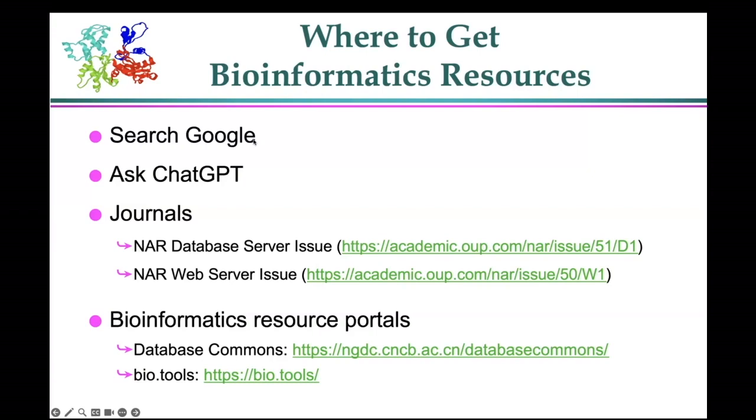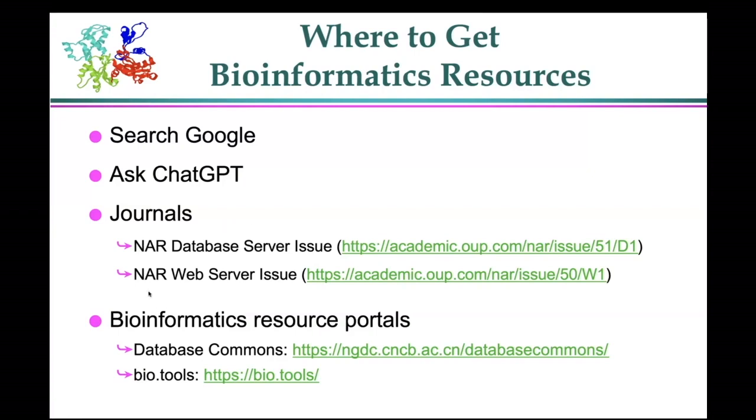So Google, the advantage is that it is pretty up to date. For example, if you have some latest tool, Google can provide the information. And then ChatGPT is actually a very good source to provide information. And then there are relatively high quality tools.